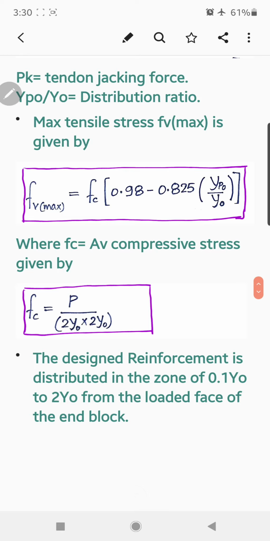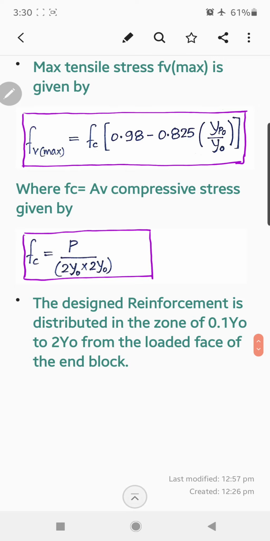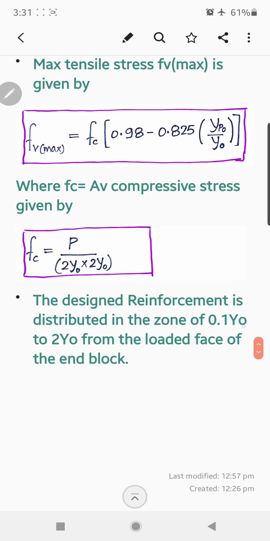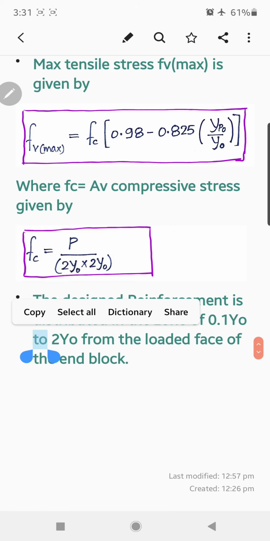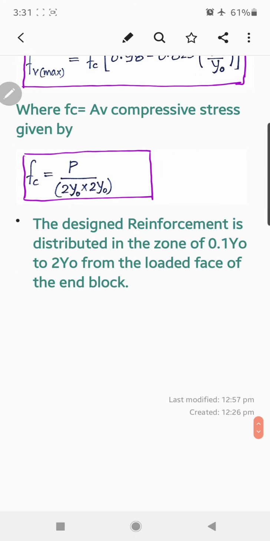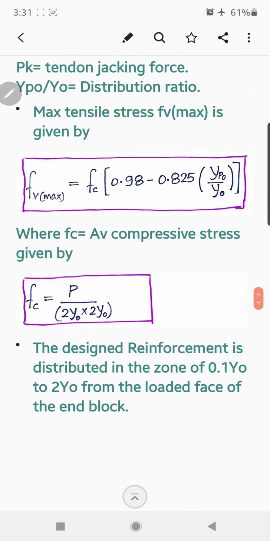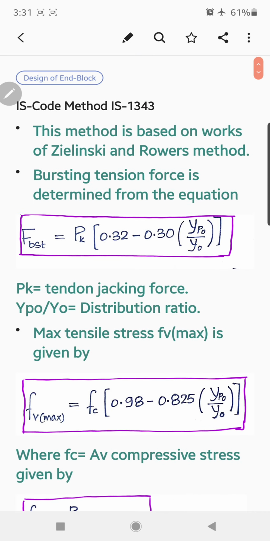The average compressive stress Fc is again P by 2 Y naught by 2 Y naught. The designed reinforcement is distributed in the zone of 0.1 Y naught to 2 Y naught. But in Zielinski, it was distributed between 0.2 Y naught to 2 Y naught. Now here it is 0.1 Y naught to 2 Y naught. That means 0.1 Y naught is the point of zero stress starting, and 2 Y naught is the end. So this is how you can solve problems using the IS-Code method.